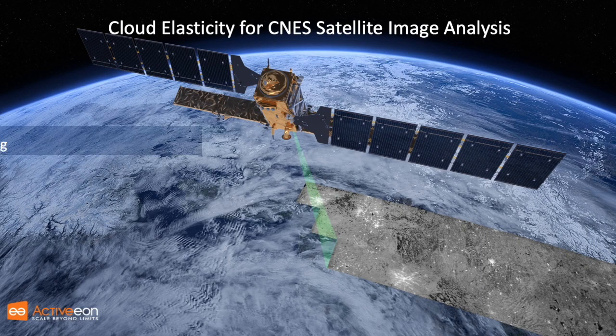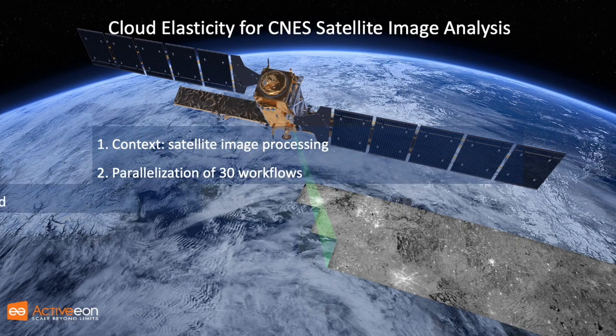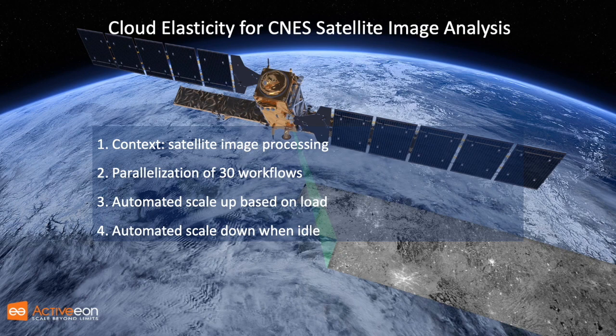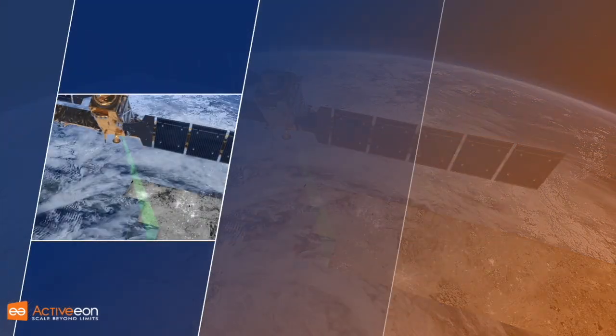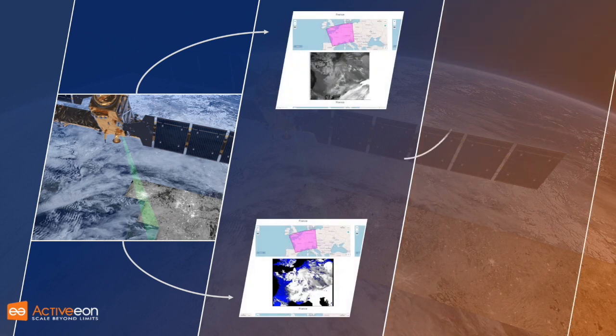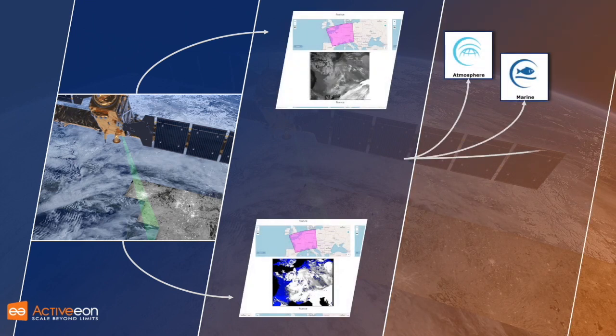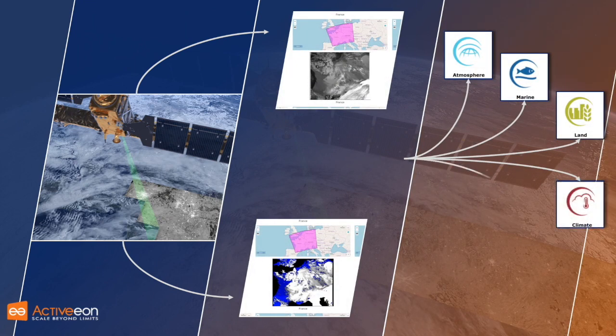Welcome to this video where we will talk about image processing at scale. More particularly, we will talk about the CNES use case where satellite images have to be orthorectified to be usable for further image processing.